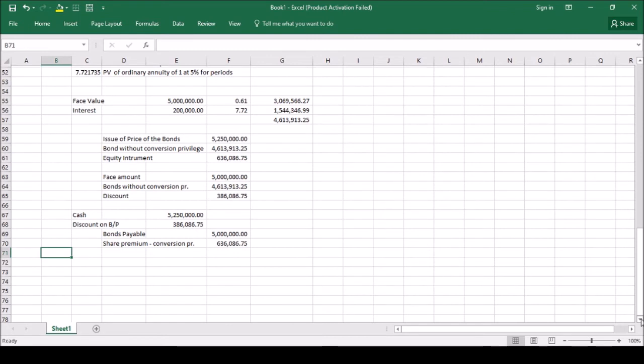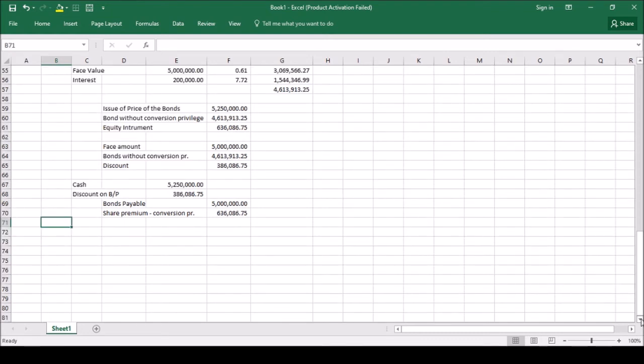Okay? Ibig sabihin, the holder of the contract of debt opted to convert those bonds into equity, into shares. Ibig sabihin, sasabihin niya, "Oh, issuer ng bonds, I want you to convert this bonds or contract of debt that I am holding into equity." Oh, ano po gagawin niya? Okay? Una, identify first what is the amortized value of the bonds on the date of conversion.